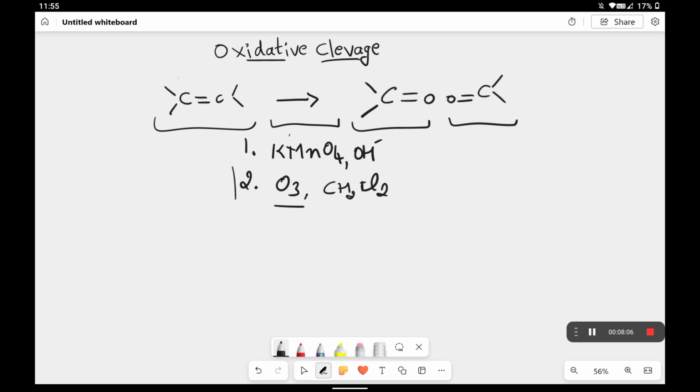So let us discuss this reaction, the addition of O3. The addition of O3 across the carbon-carbon double bond is called ozonolysis. Ozonolysis is the reaction where carbon-carbon double bonds get broken and lead to different carbonyl compounds. Based on the substituents you will get different carbonyl compounds. Let us discuss this.